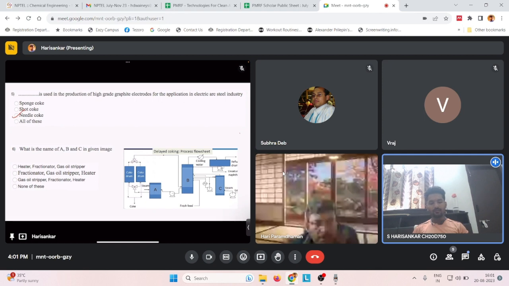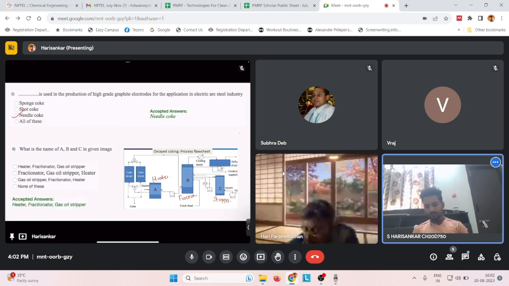What is the name of A, B, C in the given image? So this is a flow sheet of the delayed coking process. What are A, B, and C? Yes, A is the heater, B is the fractionator, and C is the stripper. So option A here, the heater, fractionator, and gas oil stripper, is the right answer for this question.